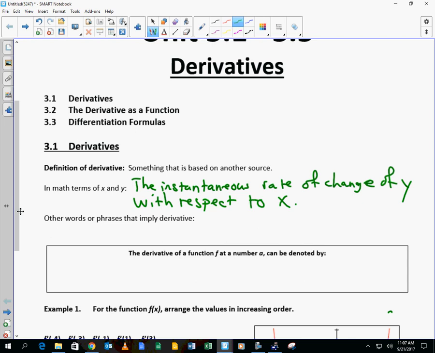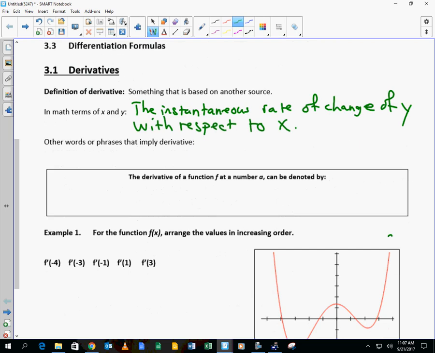So as x changes, y changes. What does that sound like something else we've done in math before? Slope, yep. So slope implies derivative. Slope, we would say, is the average rate of change. This word rate, the phrase rate of change, those all imply a derivative.